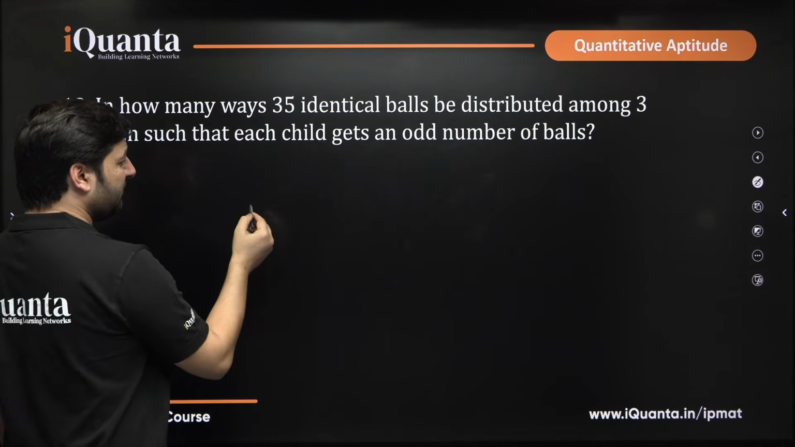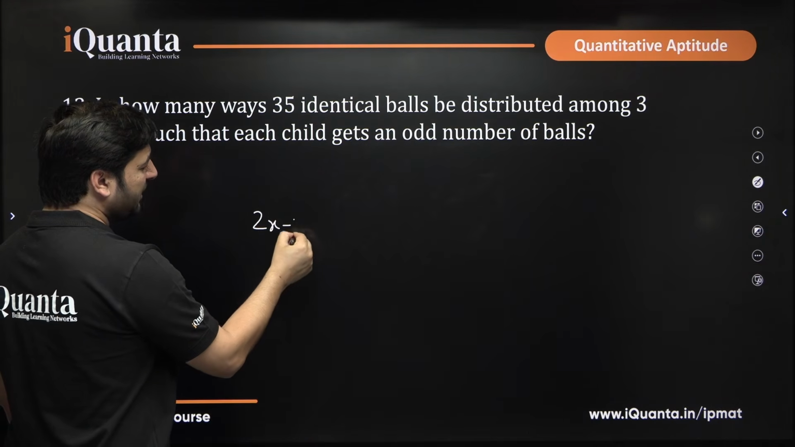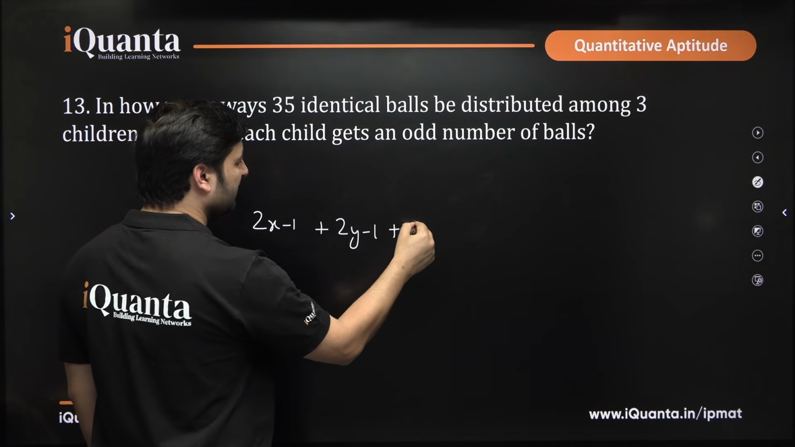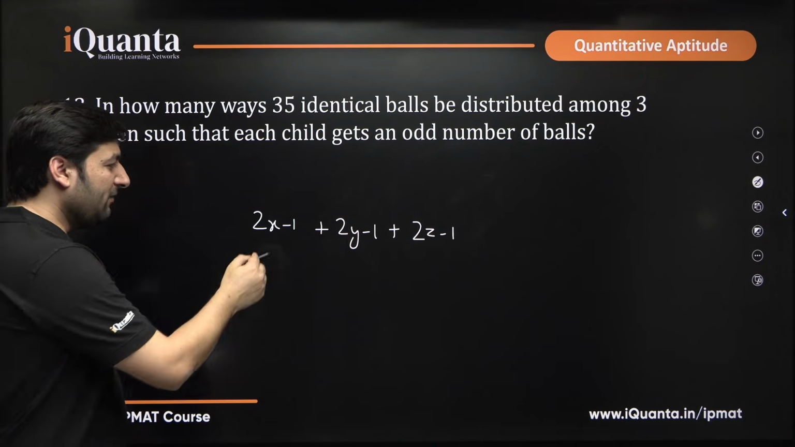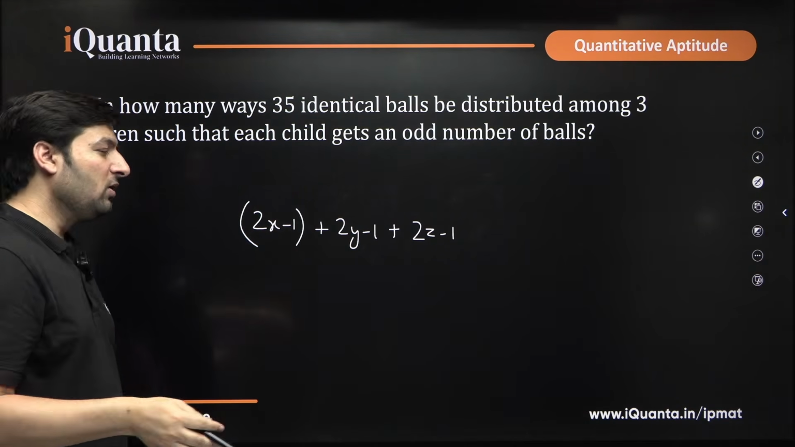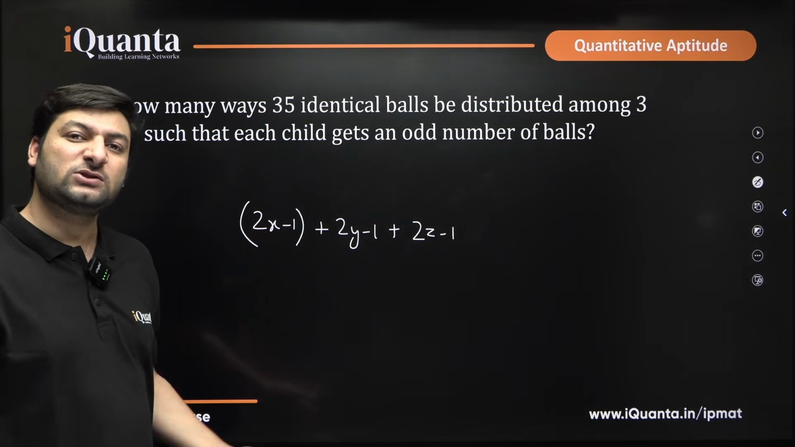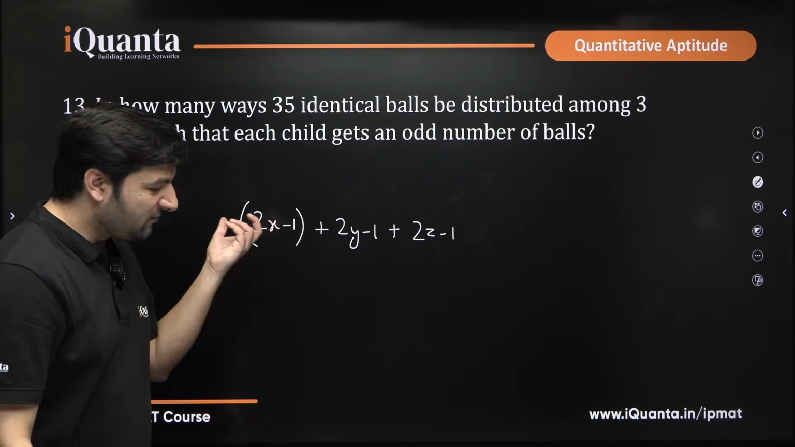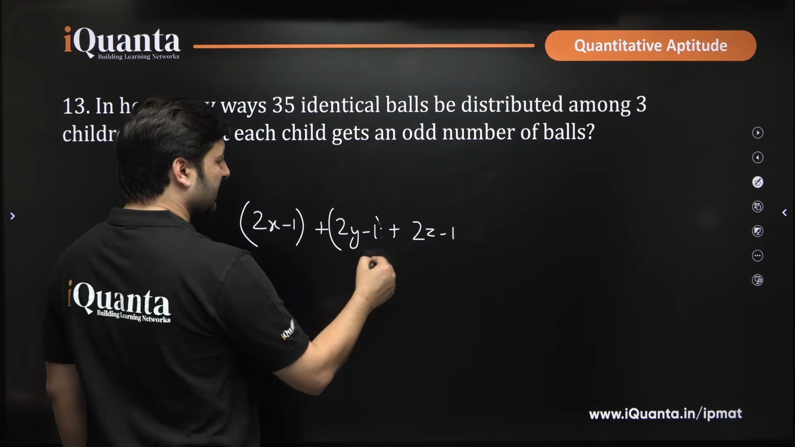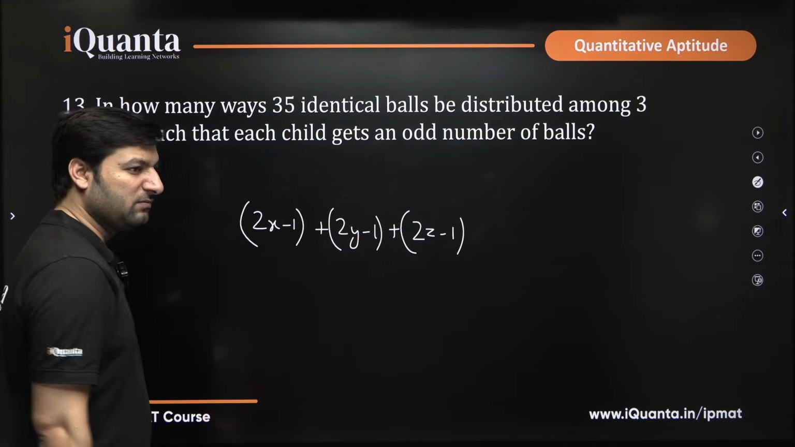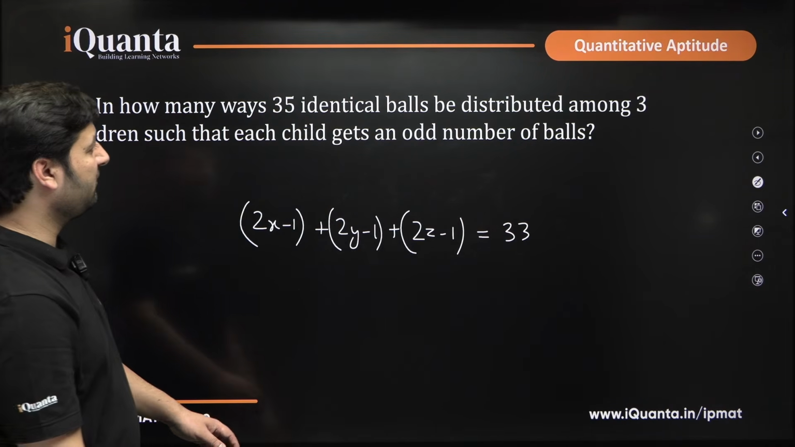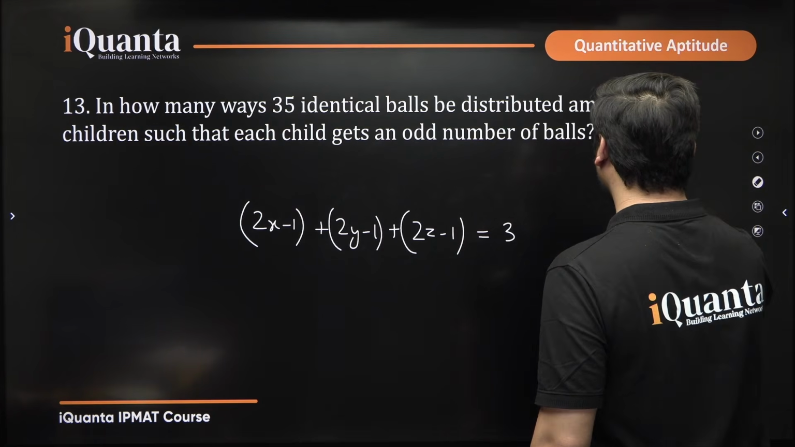Okay, let me say that the first child is getting 2x minus 1 balls. The second child will get 2y minus 1, third child will get 2z minus 1 balls. Why am I taking 2x minus 1? Because this first child should get an odd number of balls. Every odd number can be written as either 2x plus 1 or 2x minus 1. For now I am taking 2x minus 1, I will explain with 2x plus 1 as well. The second child will get an odd number of balls, third also an odd number of balls, and the total number of balls all three have should become equal to 35.